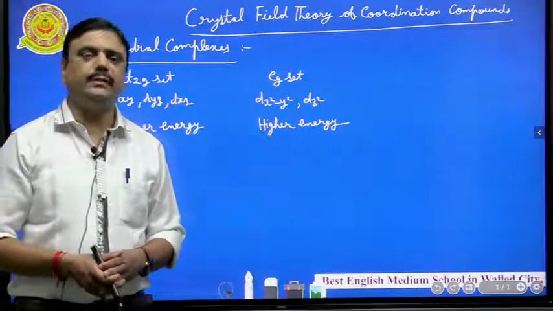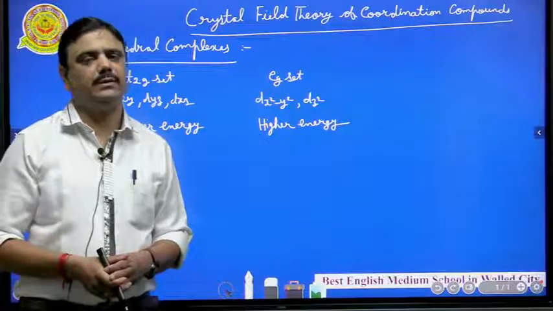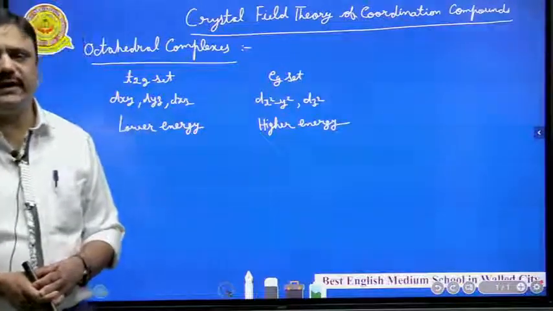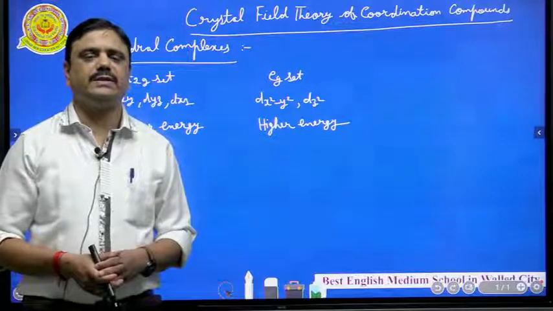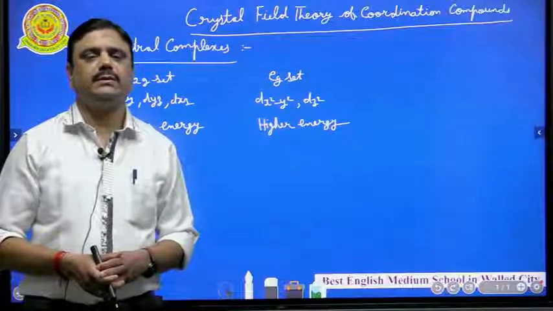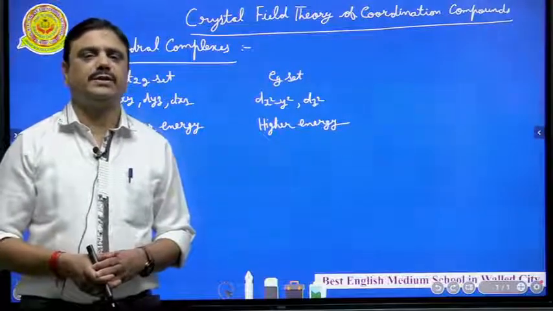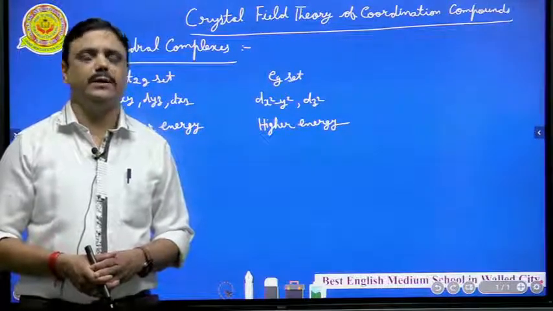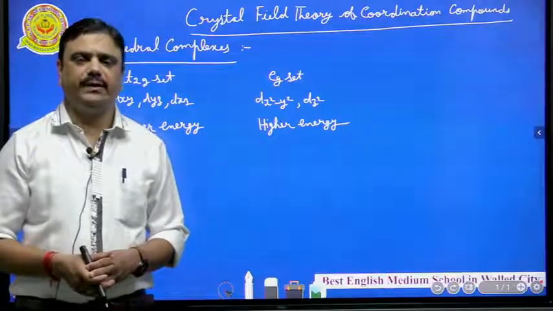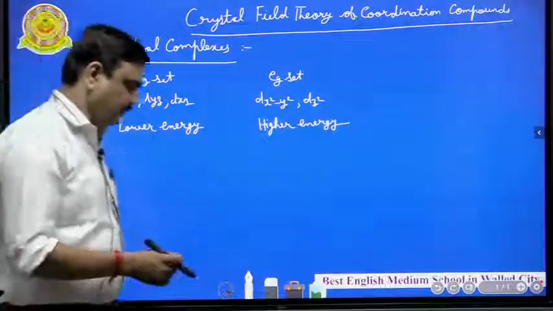Because this theory believes that the bonds between the central metal ion and ligands are purely ionic. Means these are the bonds, these are the interactions, just as the interactions present in an ionic crystal. That's why it is called crystal field theory, and this field is called crystal field.